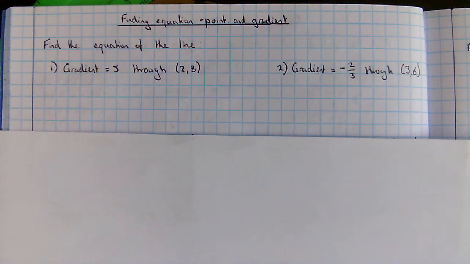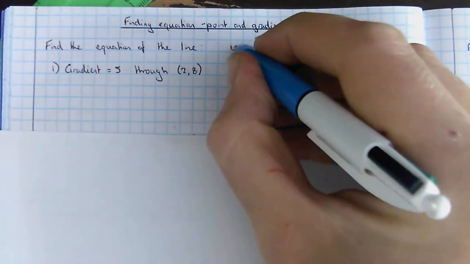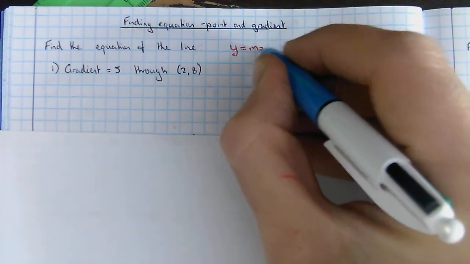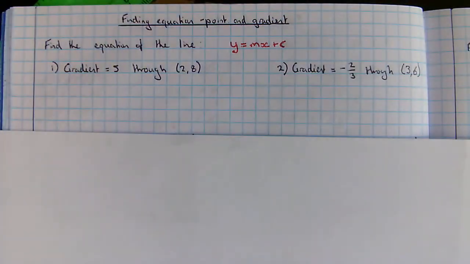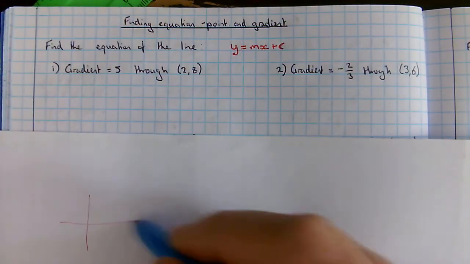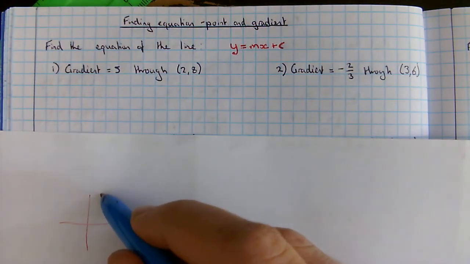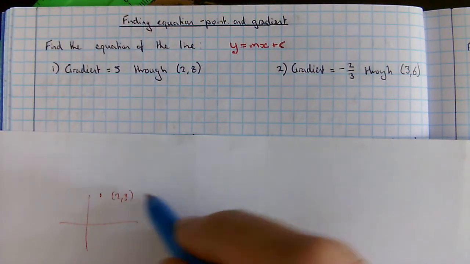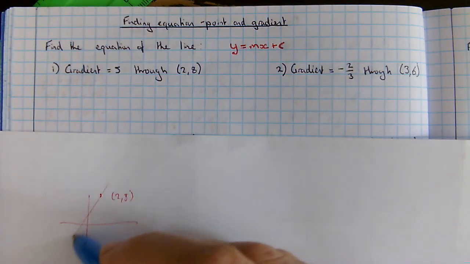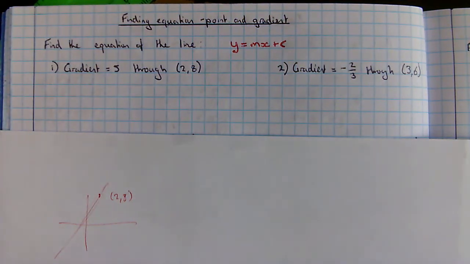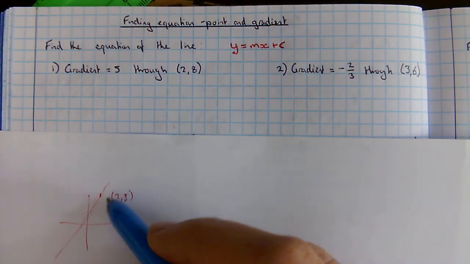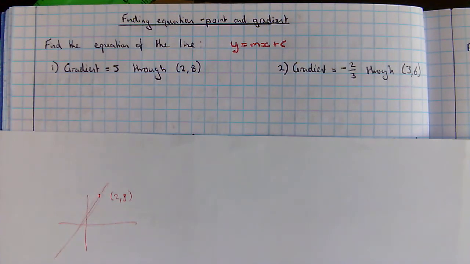Okay, so we've seen in previous skills that an equation of a line is of the form y equals mx plus c. And here we're told in this first case that it goes through the point (2, 8), and it's got a gradient of 5. And we're being asked to find the equation of a line that goes through (2, 8) with a gradient of 5. So, how do we do it?